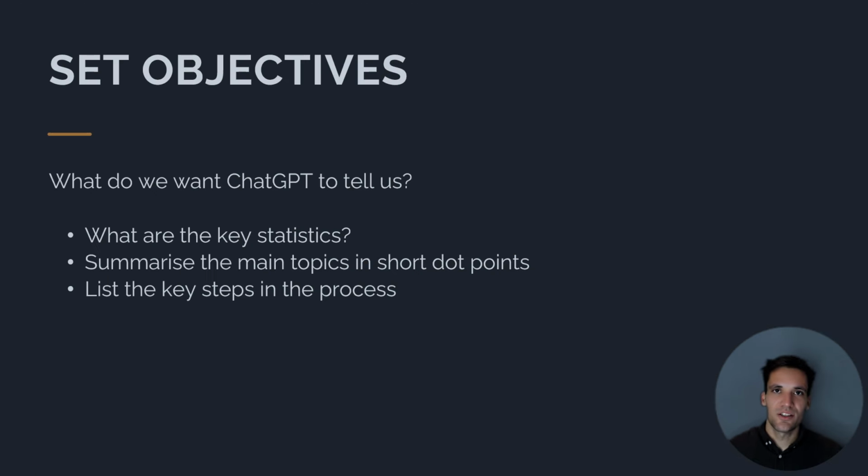The next thing we need to do is we need to set objectives. So we have to tell ChatGPT what we're looking for in the document. So what do we mean by this? We could ask it, what are the key statistics?